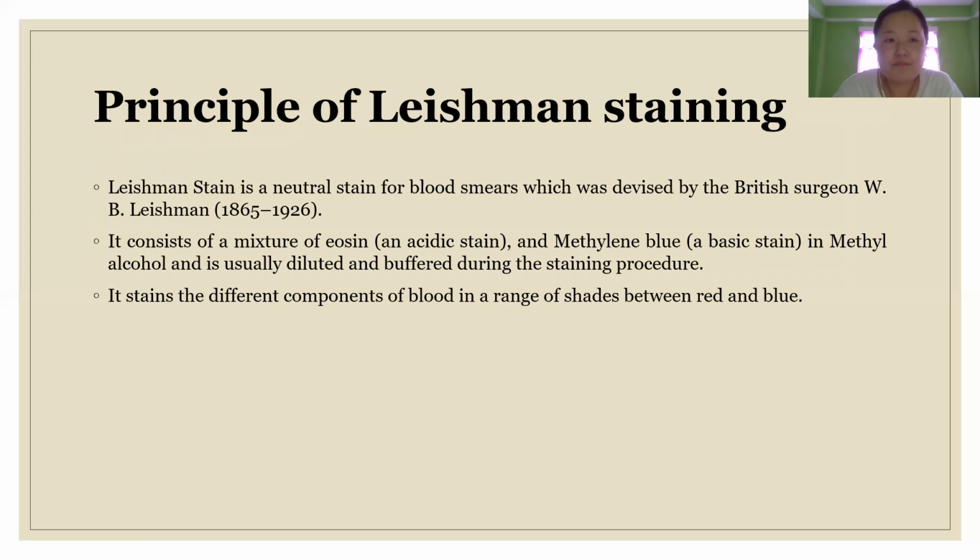Okay, so the principle of Leishman is the same as that of the Romanowsky stain. Leishman stain is a neutral stain which was devised by the British surgeon W.B. Leishman in 1926. It contains a mixture of two stains, eosin and methylene blue. As I have told you earlier, methylene blue is a basic stain and eosin is an acidic stain. They also contain alcohol, which serves as a fixative. They are going to stain the blood cells into different shades of color, either red or blue.